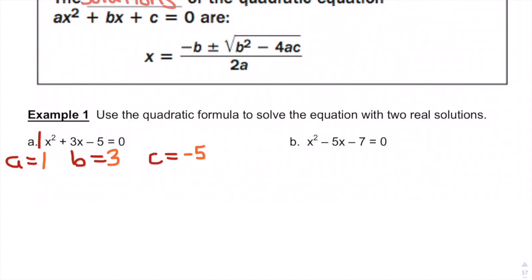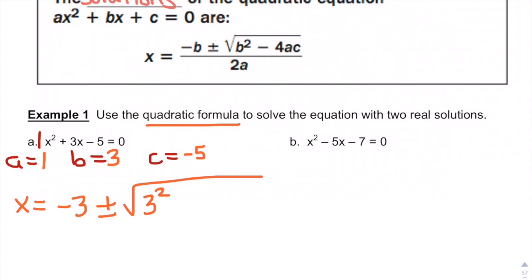And now it says to use the quadratic formula. So plug and chug. It says negative b. Well, my b is 3. Plugging it in, it now becomes negative. That's part of the formula, the negative part. And then I have a plus minus sign. Then we have a square root. Underneath the square root, it says b squared. So I'm going to take 3 and square it. There's a minus sign and a 4. Again, that's part of the formula. And then I have an A, which is 1.